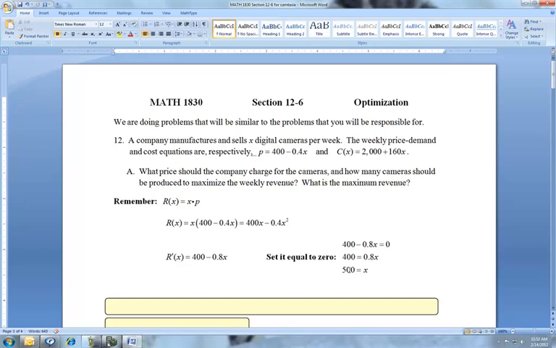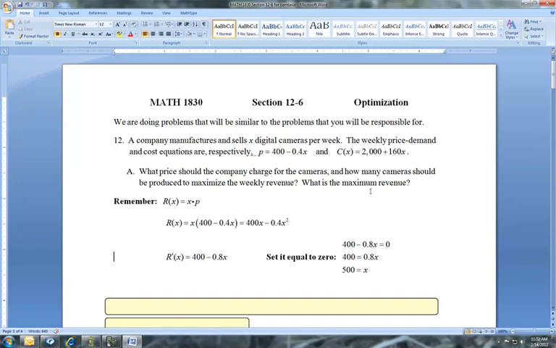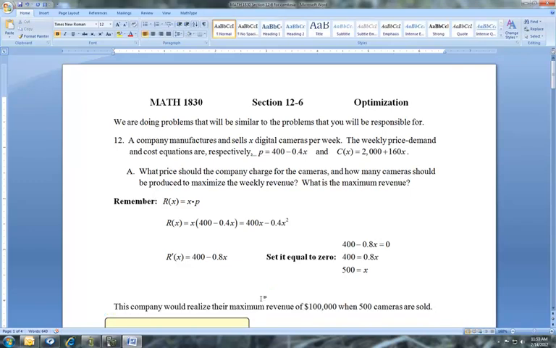Now the next couple of questions, I've got to know where I need to go to put this information. So to find my maximum revenue, well, I need to put that into my original revenue function. So let's see if that's what I did here. Store the 500 and type in 400x minus 0.4x squared. So they would realize a maximum revenue of $100,000 when 500 cameras are sold. Okay, so we've answered the question here about the how many.